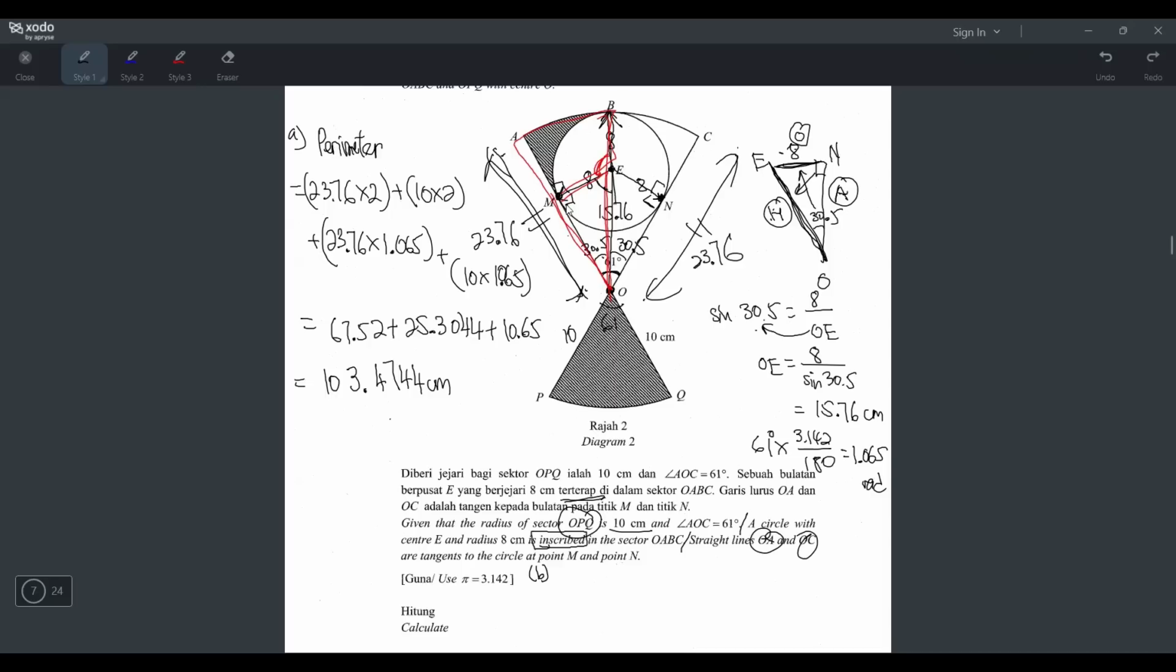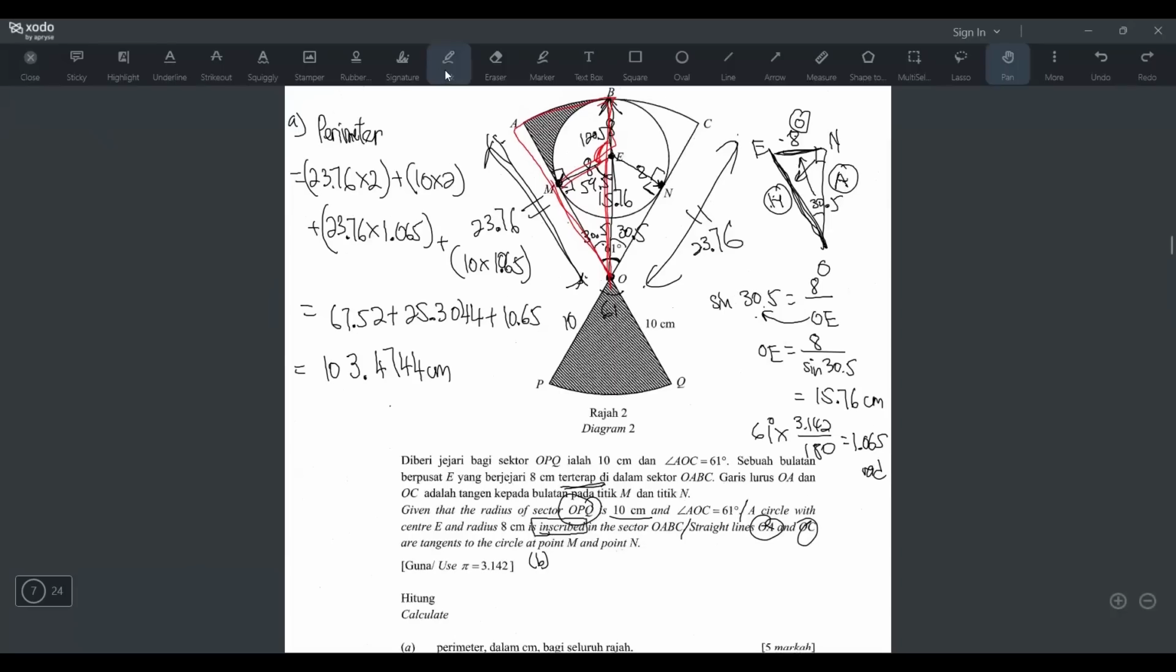180 minus 90 minus 30.5. Let me press. My calculator gives me 59.5, and to find the other side is just 180 minus that, and I will get 120.5. Okay, and the other side also 120.5. But no use. I only want this side only. So how to find this shaded region right here?